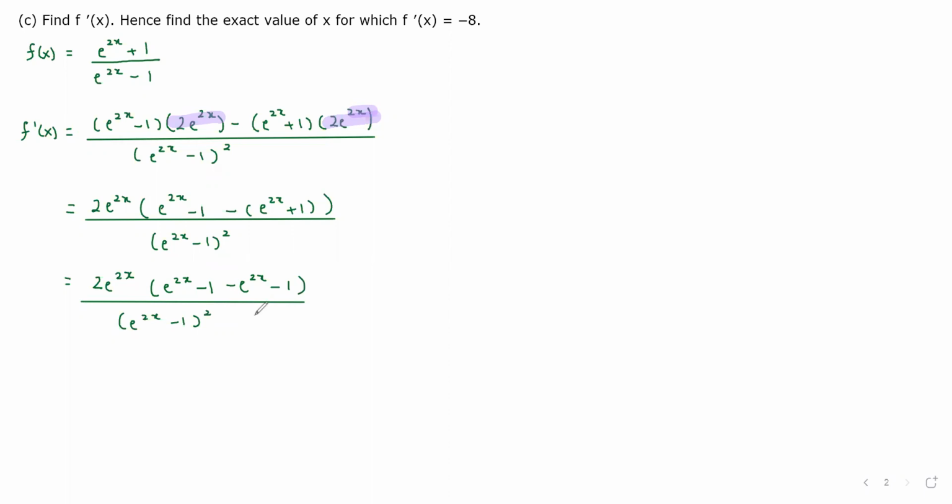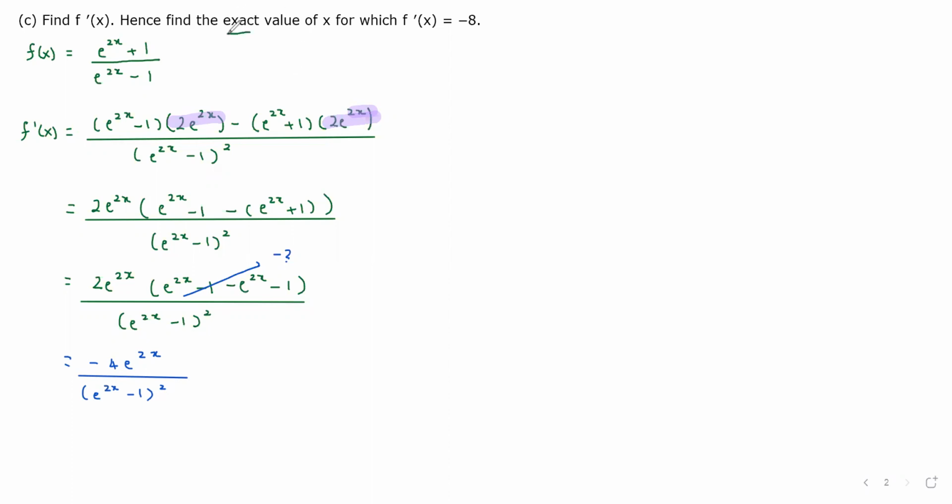And this will give us -2. -2 times 2 here, that will be -4 e to the 2x in the numerator. So there is no change in the denominator. We have e to the 2x minus 1 squared. That will give us f prime x.